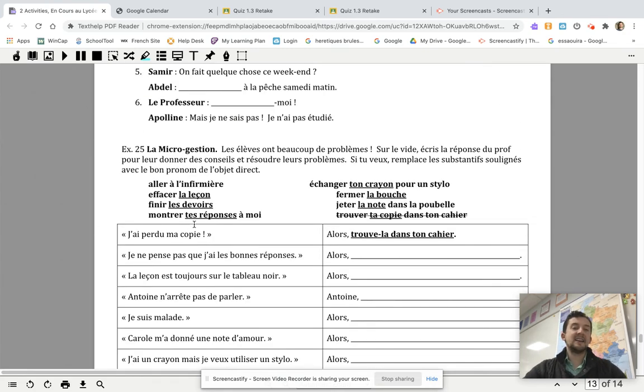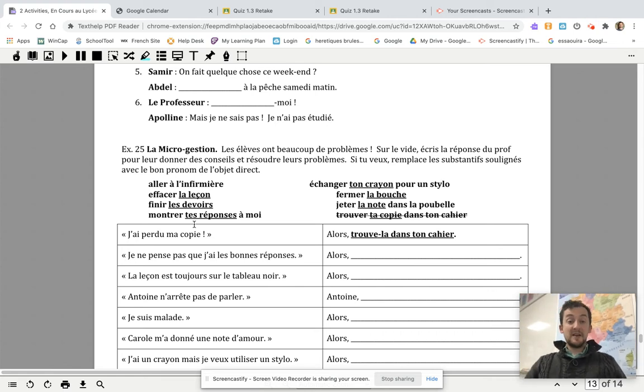Exercice 25. La microgestion. Les élèves ont beaucoup de problèmes. Microgestion means micromanagement. The students have lots of problems. Sur le vide, on the blank, écris la réponse du prof pour leur donner des conseils et résoudre leurs problèmes, and resolve their problems. So give them advice and resolve their problems.